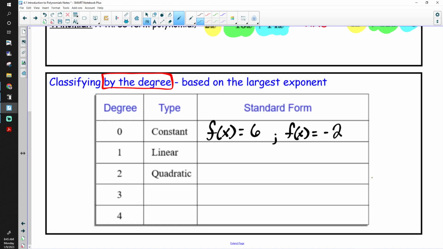Okay, the next one. If your polynomial is degree 1, which means the largest exponent is 1, it is called a linear function. That should look familiar from Algebra 1. This might be f of x equals 3x, or f of x equals negative 2x minus 5.